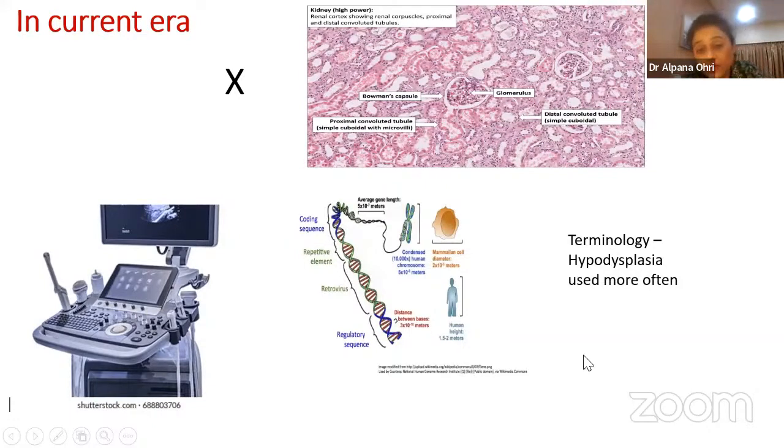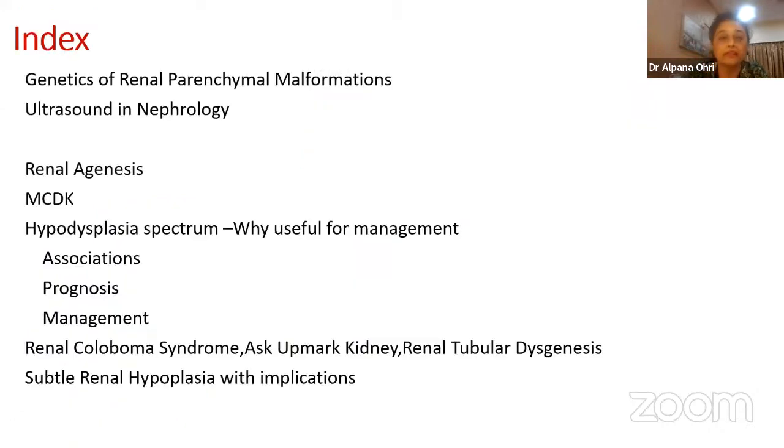And probably because of this, most of the recent publications put hypoplasia and dysplasia together under the terminology of hypodysplasia. They do acknowledge that certain conditions are definitely dysplastic, like MCDK. Certain conditions are definitely hypoplastic, like oligomeganephronia. But most often, what we see is hypodysplasia, and that is how we will be discussing it.